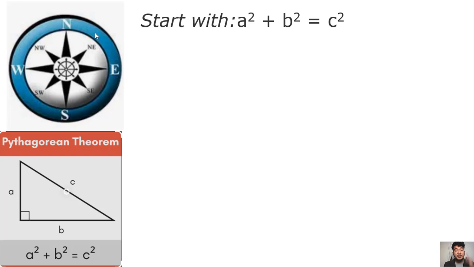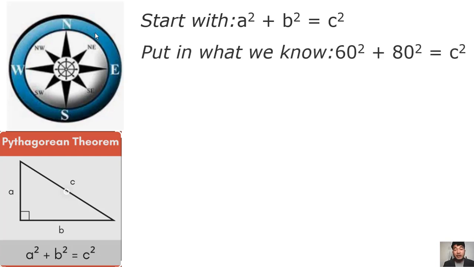So you have to start with the Pythagorean theorem, a squared plus b squared equals c squared, and then put in what we know, or put in what is given. So you will have 60 squared. Why 60 squared? Because one of the buses travels 30 kph, 30 kilometers per hour. So after 2 hours, the bus already hit 60 kilometers. And the other one travels 40 kph. So it's already 80 kilometers that the bus traveled after 2 hours.